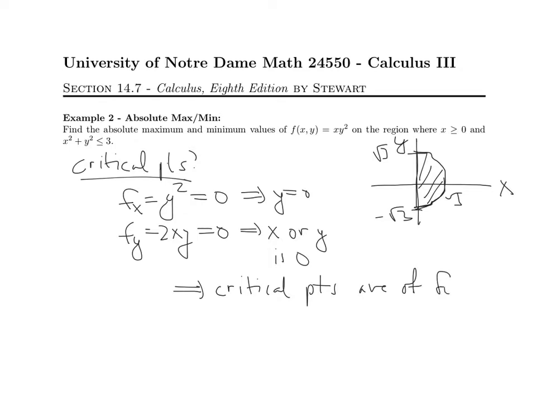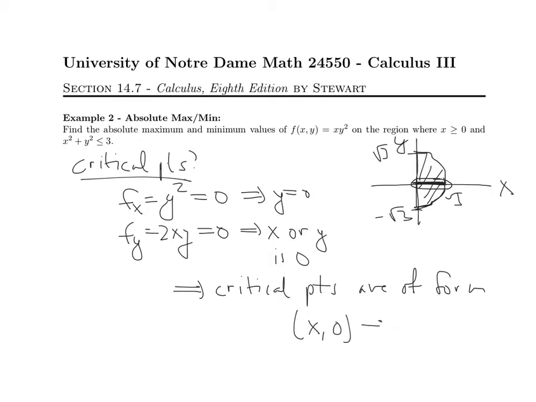are of the form x, 0, right? Because when y is 0, the first equation is 0, but the second equation is also 0. So anything of the form x, 0 is going to be a critical point. So what this means is that the critical points in this picture, the critical points in my region really lie right along this line segment here. Okay, so these are going to be my critical points that are on that line that I've bolded in here and circled.